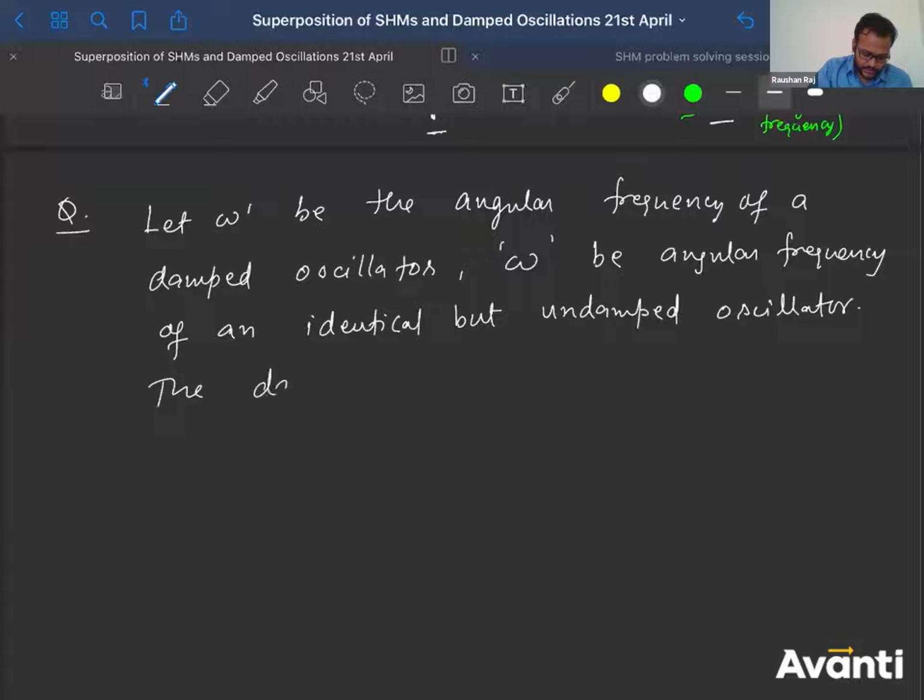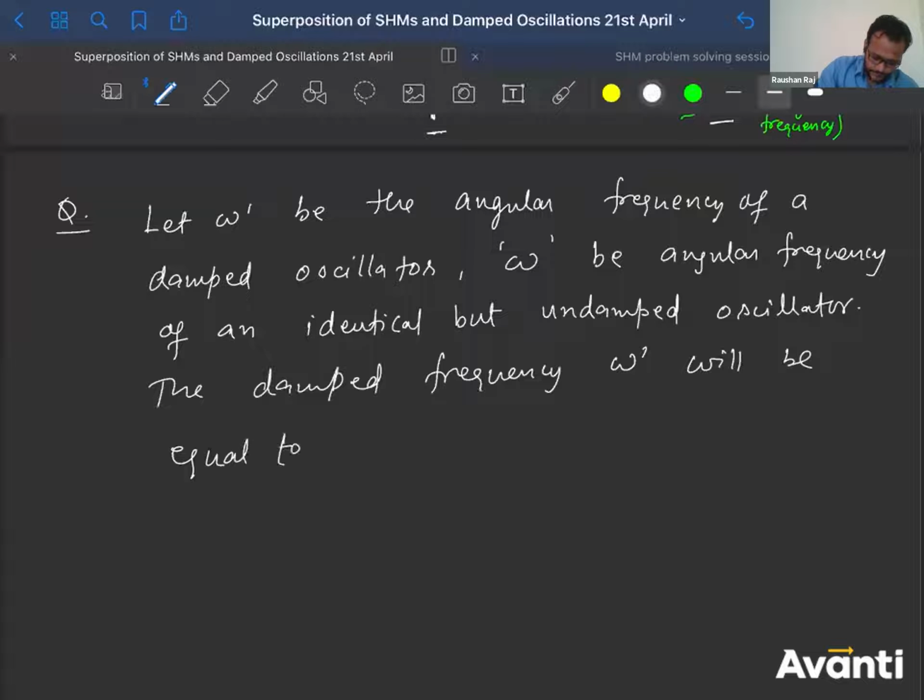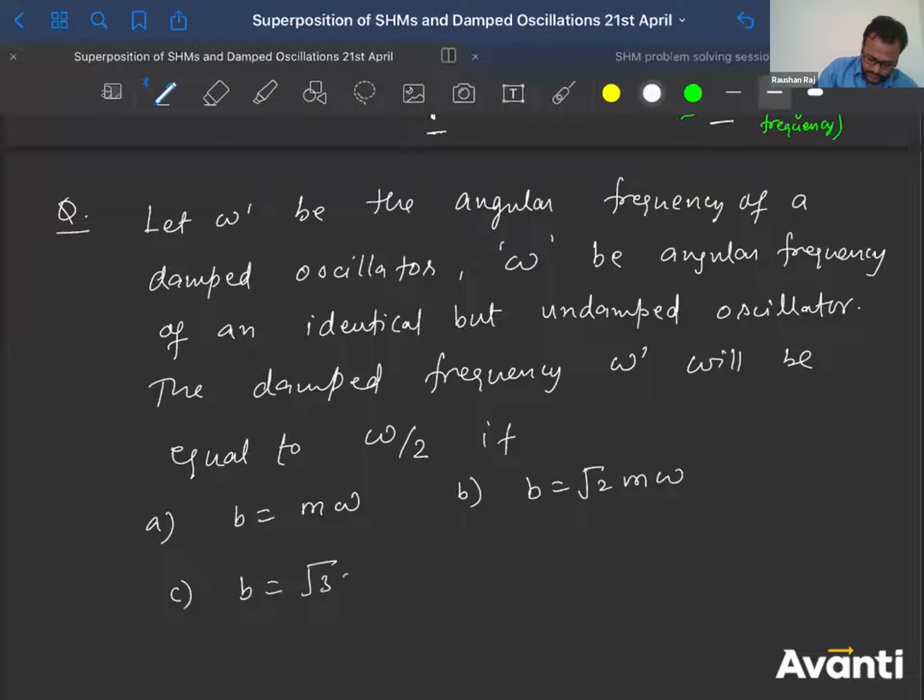So the damped oscillator, a damped frequency, omega dash will be equal to omega by 2. Option A, b is equal to m omega; option B, b is equal to square root 2 m omega; option C, b is equal to square root 3 m omega; and option D, b is equal to... what do I write in place of 4? 2 m omega.